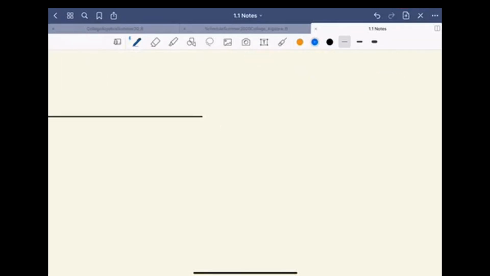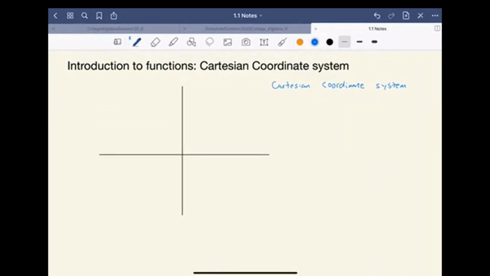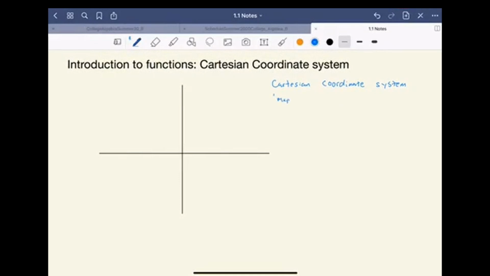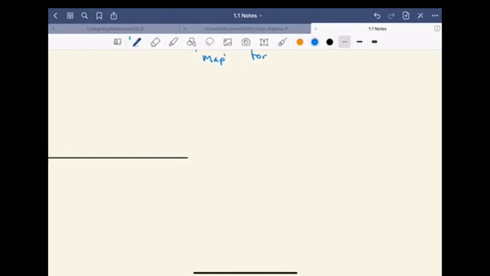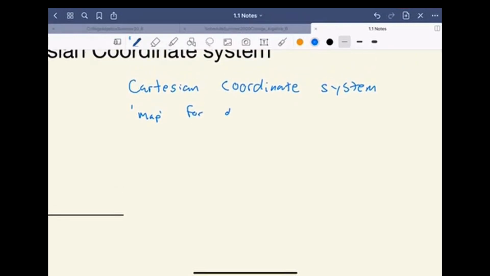Sort of like a map, okay? It's a map for describing points in the plane. Okay, you have XY, where X denotes the horizontal position, and Y denotes the vertical position.